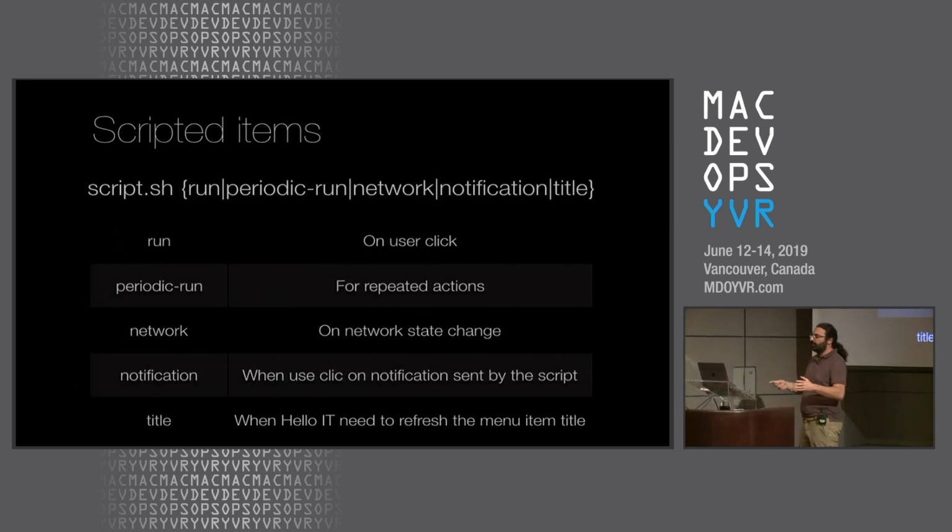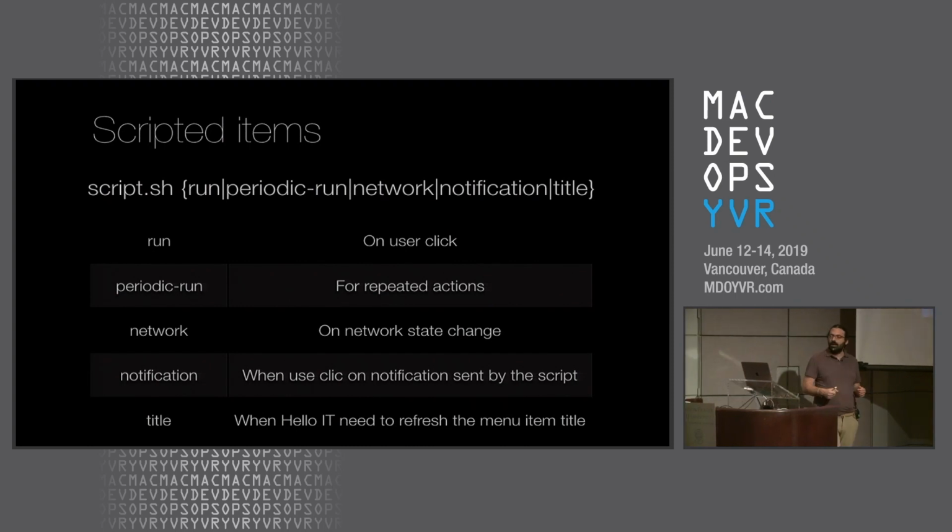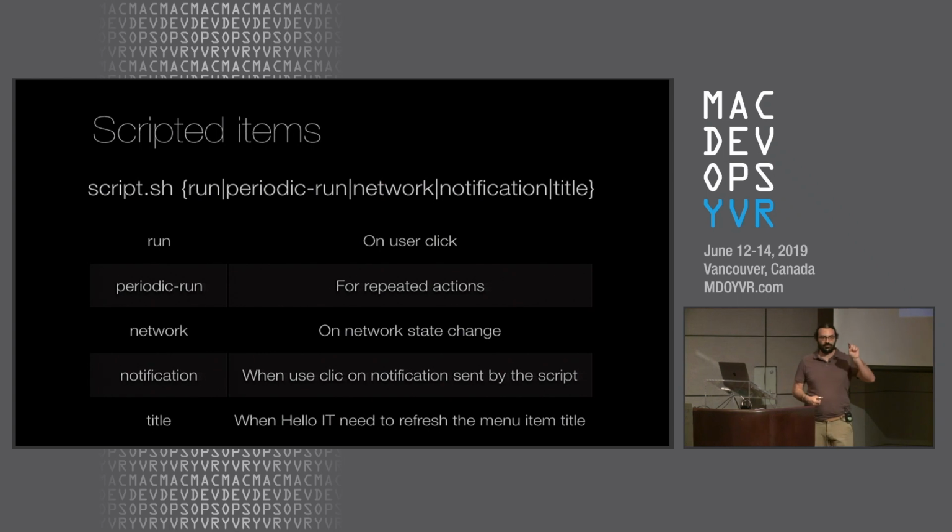And when you are using scripted item, there is verb-based option. So the first argument on the command line will be one of those, run. This means the user has clicked on your item in the menu. Periodic run, this is when you are asking your LOIT to run it every 60 seconds. So you will be aware that you are in a specific context of a periodic run. Network, if you have requested your scripted item to be informed in case of any network change, the context will be network.